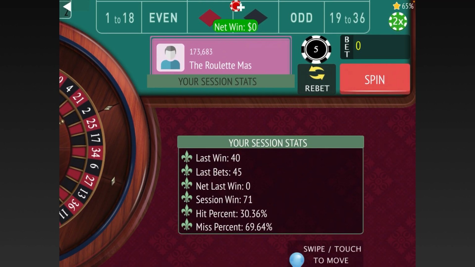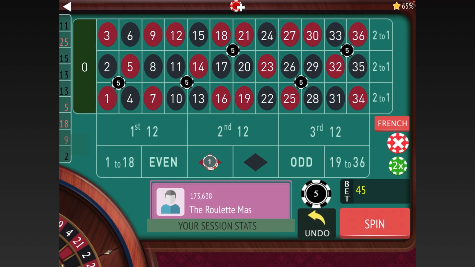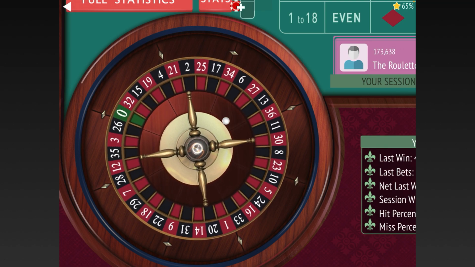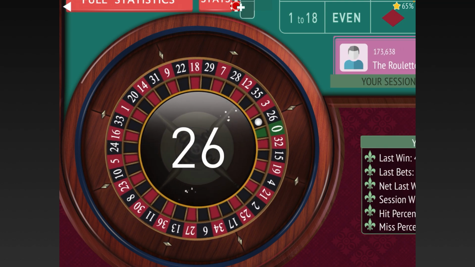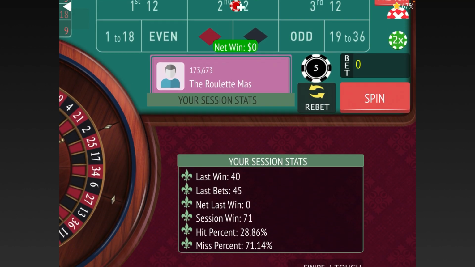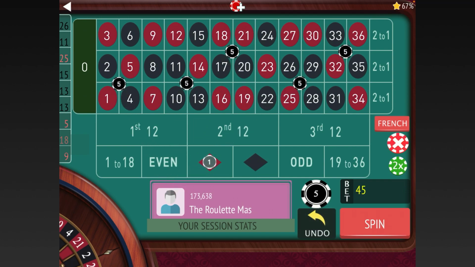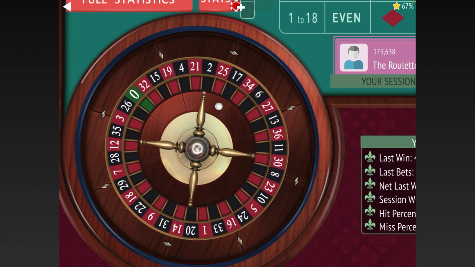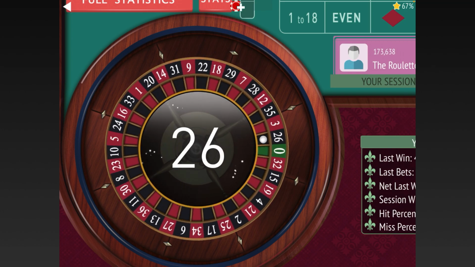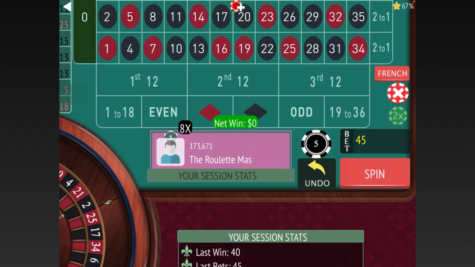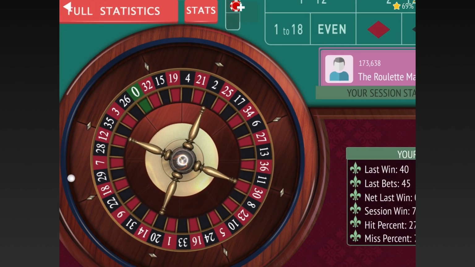Okay, break even. 26 black. It's a break even. Another 26 black, so I know that's a break even. We're up 71 still.